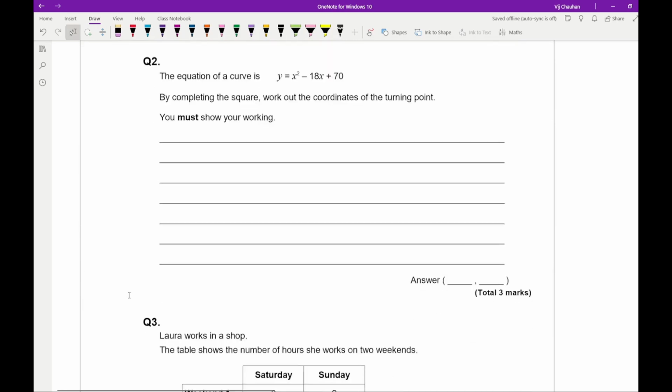Moving on to question 2, it says the equation of a curve is y equals x squared minus 18x plus 70. By completing the square, work out the coordinates of the turning point. You must show your working out.